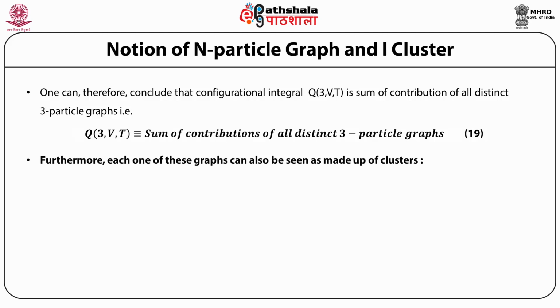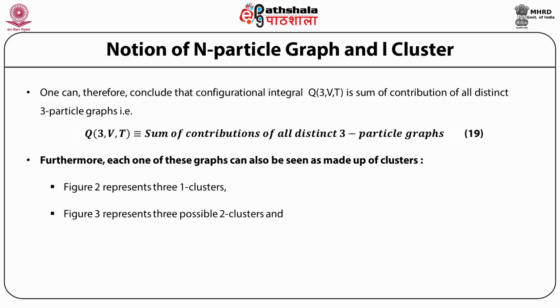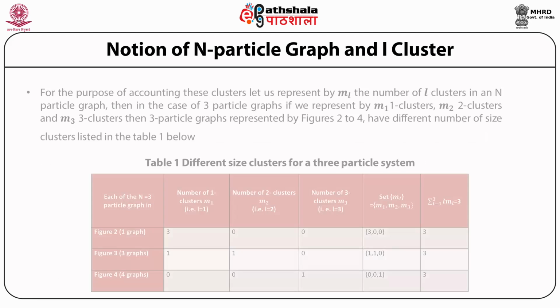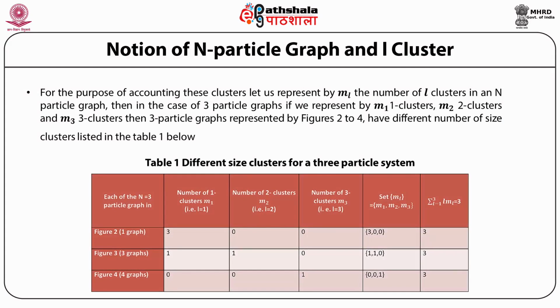Furthermore, each one of these graphs can also be seen as made up of clusters. For example, number 1, figure 2 represents 3 1-clusters, number 2, figure 3 represents 3 possible 2-clusters, and number 3, figure 4 represents 4 possible 3-clusters. It is obvious from here that each of the l-clusters corresponds to an l-particle graph in which each of the l circles representing a particle is directly or indirectly linked with every other circle in it. For the purpose of accounting these clusters, let us represent by m_l the number of l-clusters in an n-particle graph.